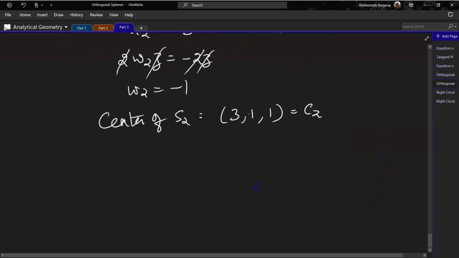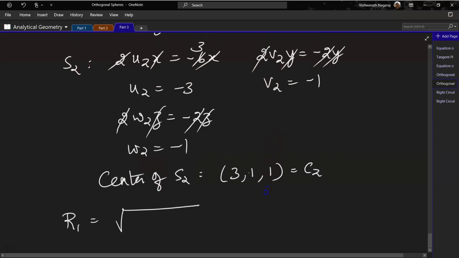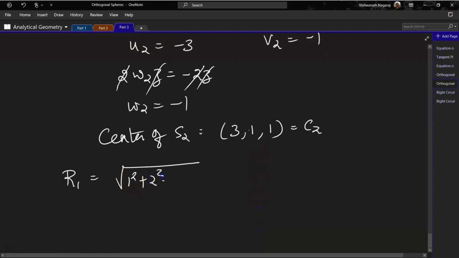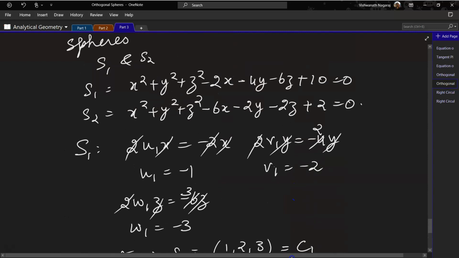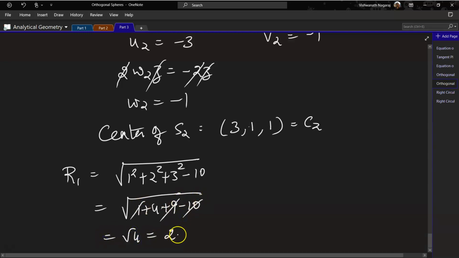Okay. Now, what will be the radius of the first sphere, R1? That would be the square root of u square plus v square plus w square minus d, where u, v, w are 1, 2, 3. So 1 square plus 2 square plus 3 square minus d. D is minus 10, which is equal to the square root of 1 plus 4 plus 9 minus 10. So 9 plus 1, 10 minus 10 is 0. So square root of 4, which is 2.